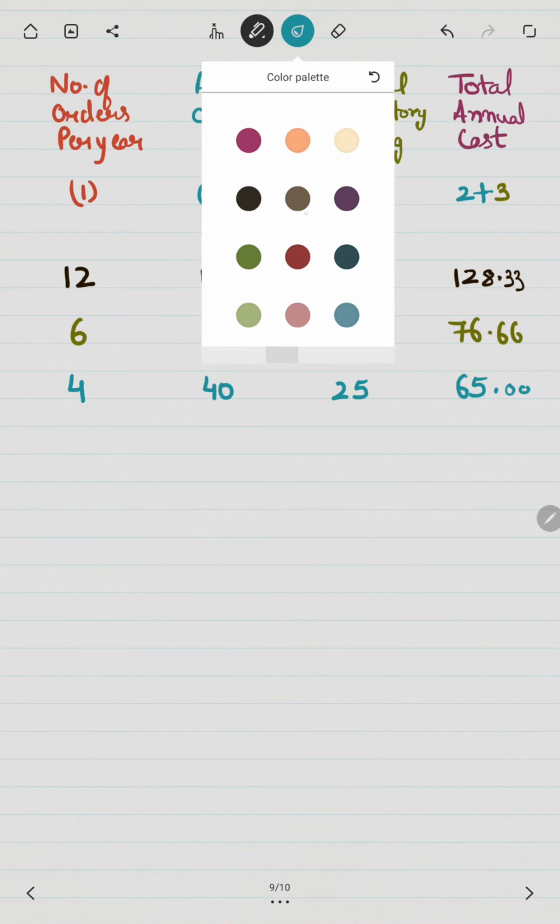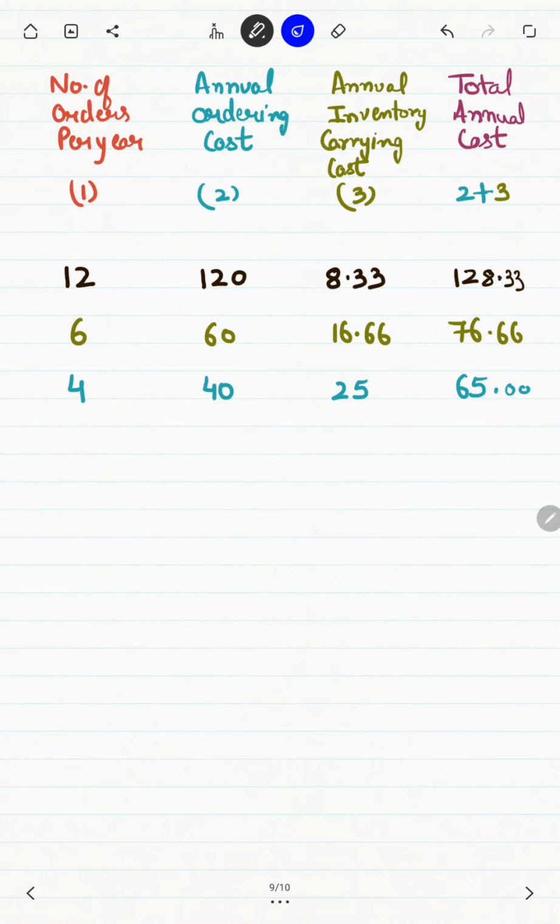Now in the fourth case, if an order is placed every 4 months, a total of 3 orders will be placed in a year. Annual ordering cost will be rupees 30. Annual inventory carrying cost will be 33.33 rupees. And total annual cost will be 63.33.